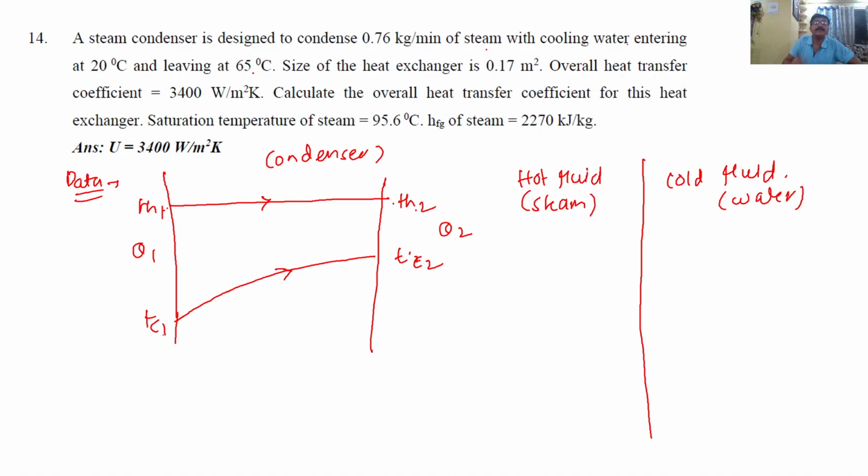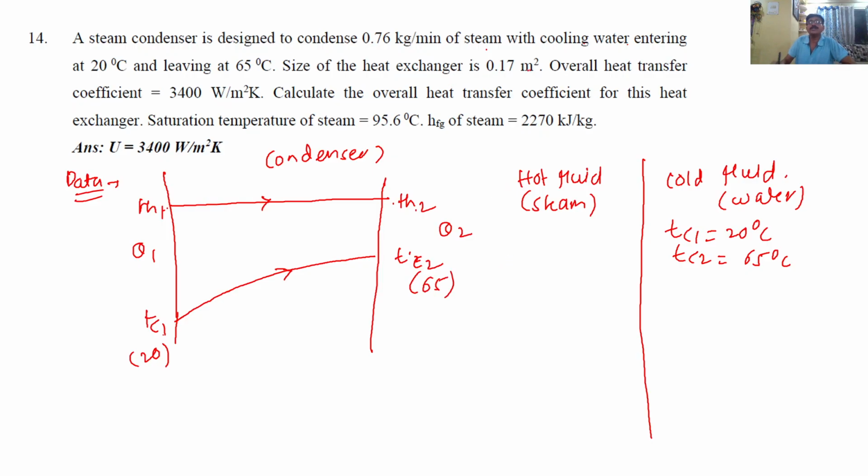Entering at 20 and leaving at 65. So the cold fluid is the one getting heated from 20 to 65. So TC1 is 20 and TC2 is 65 degrees Celsius.